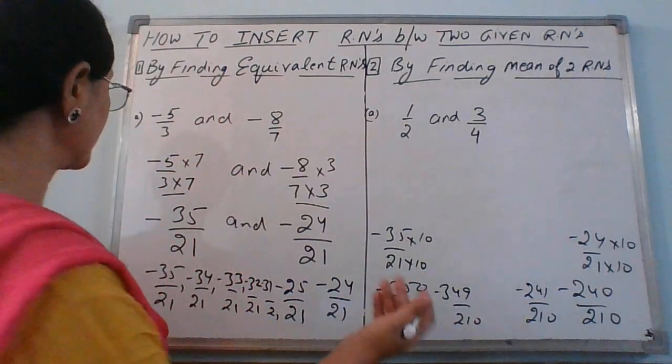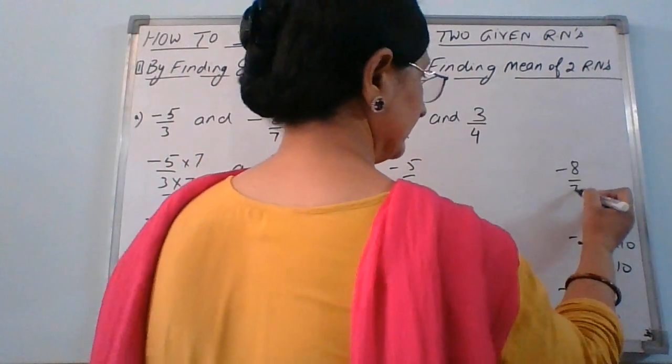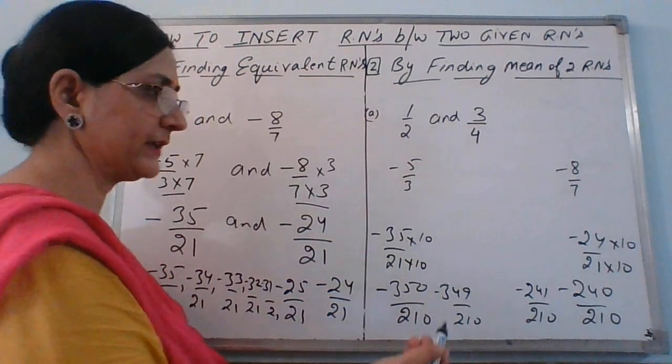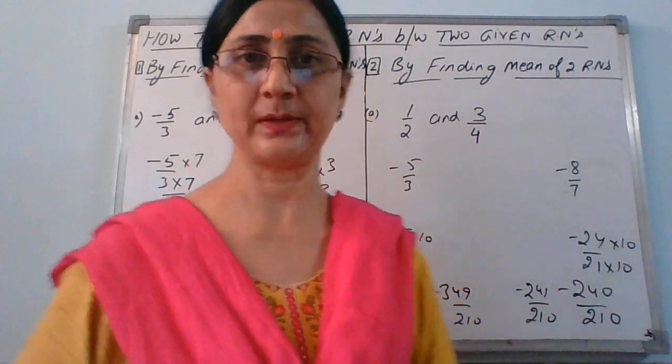अगर आप सीधा कुछ और क्वेश्चन है आपके पास, माइनस 5 by 3 था क्वेश्चन और 8 by 7 था, राइट? First you make the LCM same, then you multiply by 10, 100 and whatever, and you will get so many rational numbers between 2 given rational numbers. I hope this one is clear.